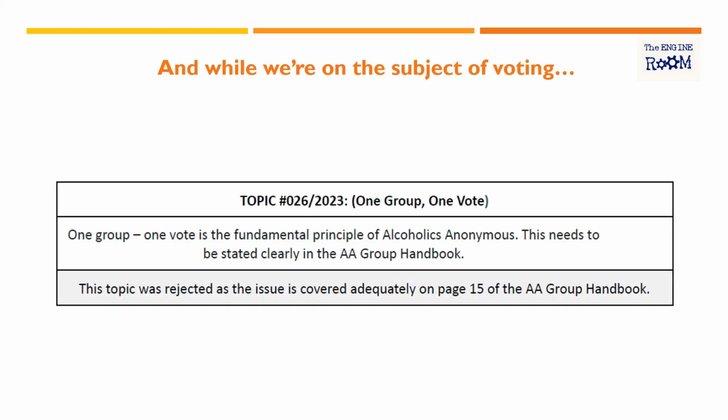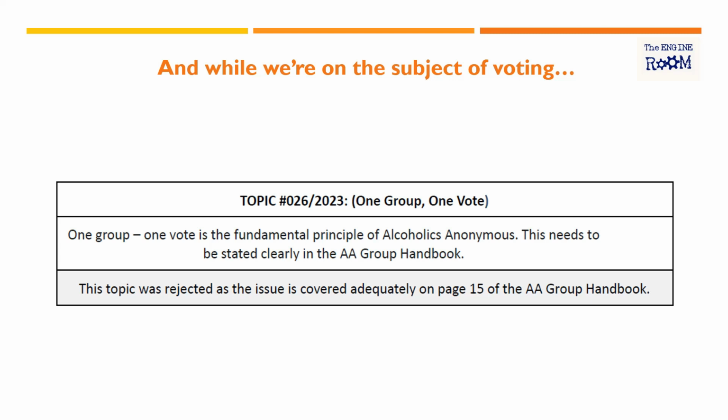But just while we're on the subject of voting, just in case you're watching this and you're not a conference member, here's a topic from 2023. It was a beautifully written topic, I felt. One group, one vote is the fundamental principle of Alcoholics Anonymous. We now know why, because AA is based on democracy, and Jack Hill, the blind miner, knows that democracy in all forms is based on one person, one citizen, one vote. This needs to be stated clearly in the AA Group Handbook.